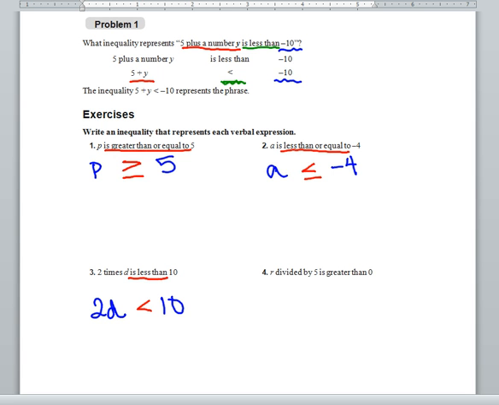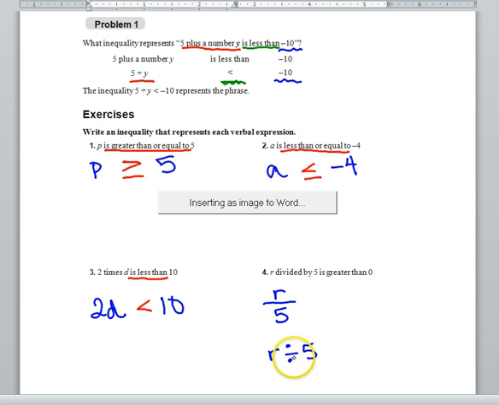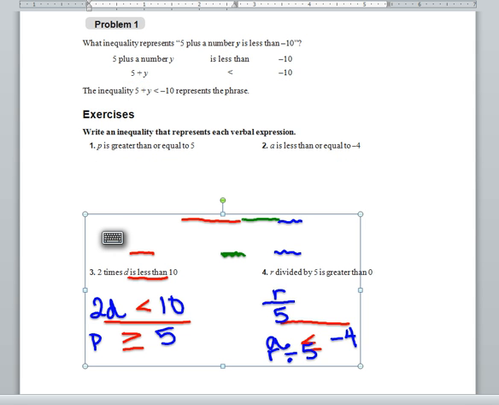Number 4, r divided by 5. That's going to be r with a fraction bar and a 5 in the denominator. Please do not use r divided by 5 with the division symbol. We're not using this division symbol anymore. So, sorry about that.